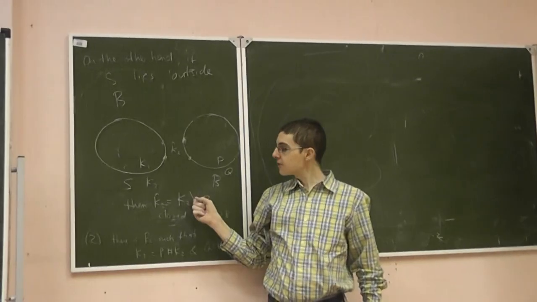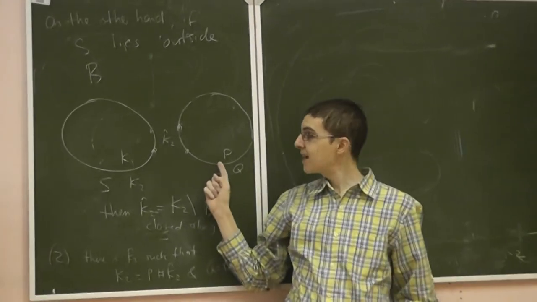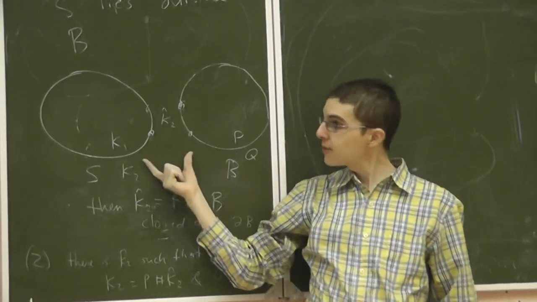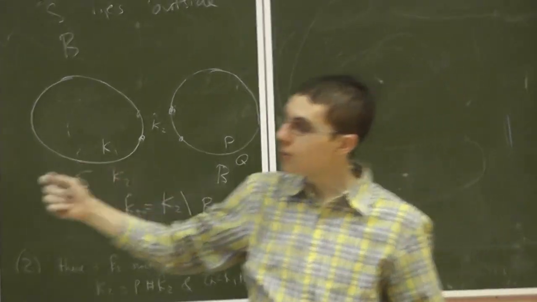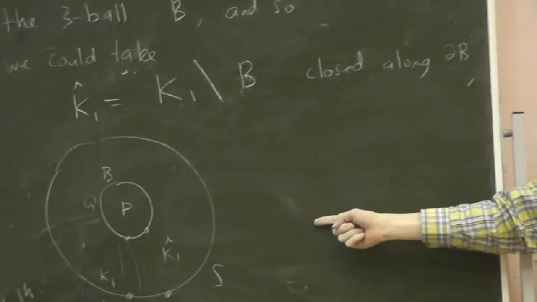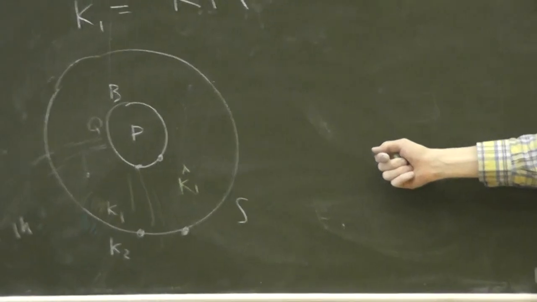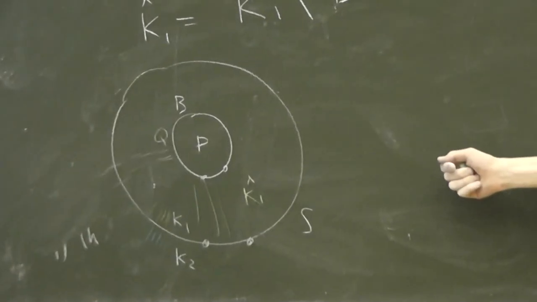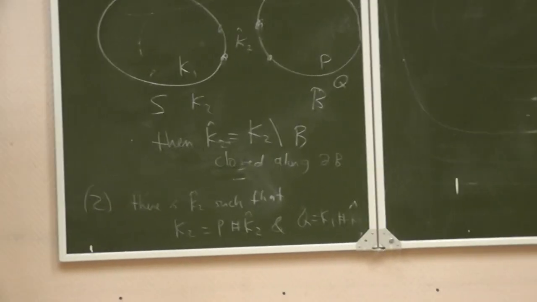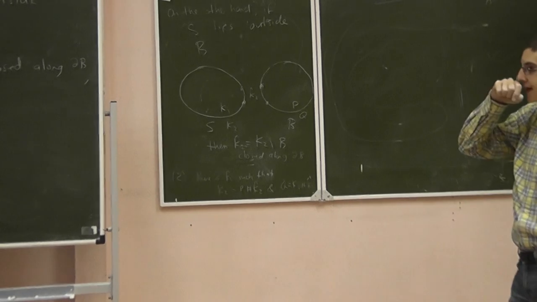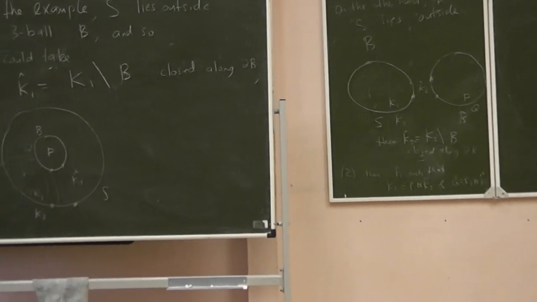Okay, so if the sphere and the ball are disjoint, either we have this situation or we have this situation. No? I'm not sure what the problem is. Yes, we understand. Okay, so if the sphere and the ball are disjoint, then we have one of these two pictures, and if we have this picture, then we see how to prove the theorem.